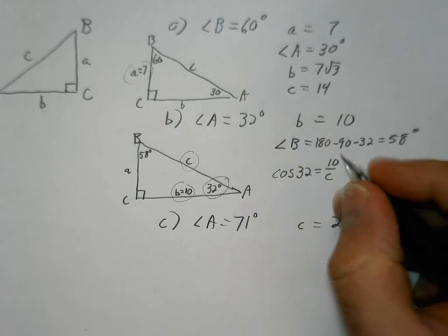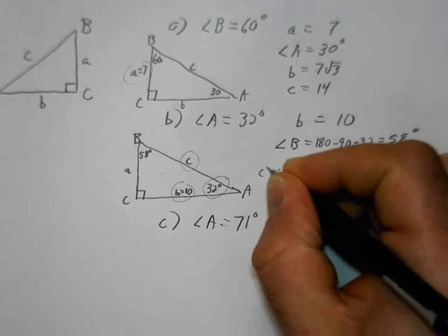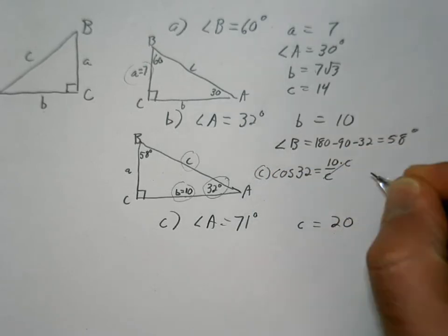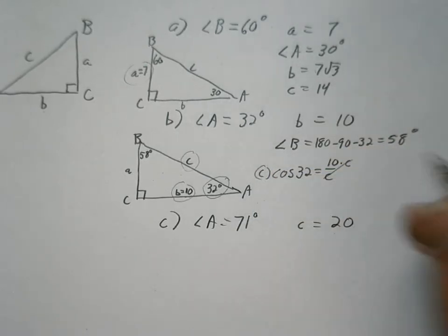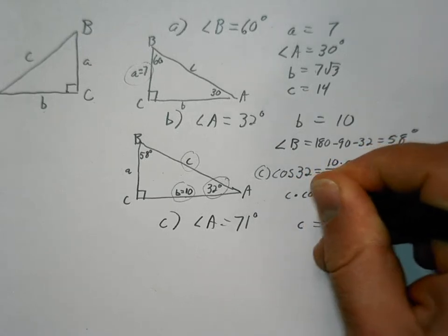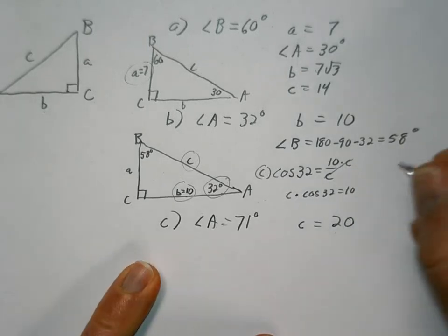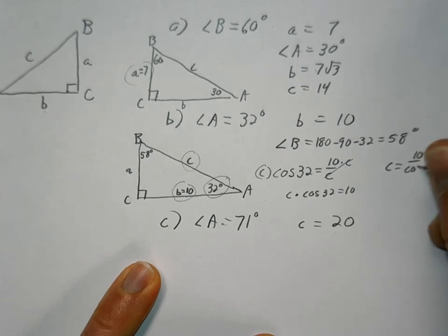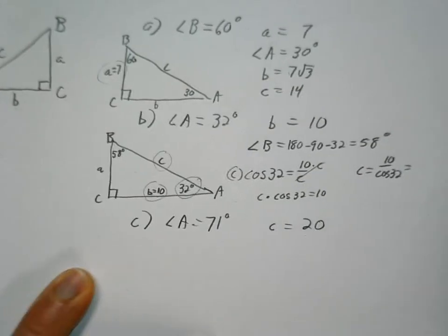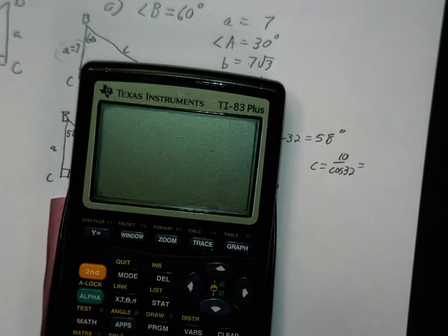Okay. So if I multiply both sides by C, the C's will cancel. And then I can divide by the cosine of 32, because now I have C times the cosine of 32 equals 10. Divide both sides by the cosine of 32, and I'm going to have 10 over the cosine of 32. And now I don't know what the cosine of 32 is, so I have to go to my calculator.